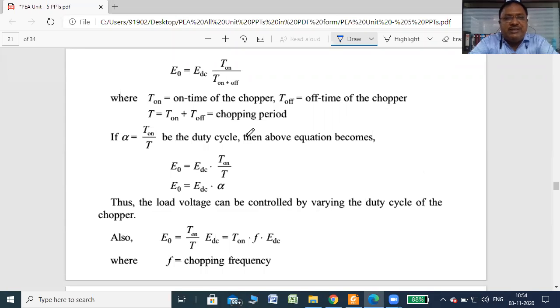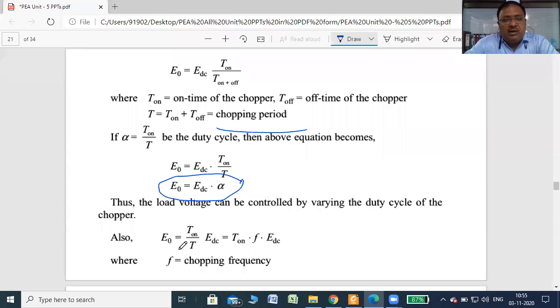So output voltage is equal to EDC into alpha. Alpha is denoted by duty cycle. See here, T equals T on plus T off. This is called the chopping period. T on by T, alpha equals T on by T, alpha is nothing but duty cycle. So E0 equals EDC T on by T, E0 equals EDC into alpha. So this is the output equation for the step down chopper, right?